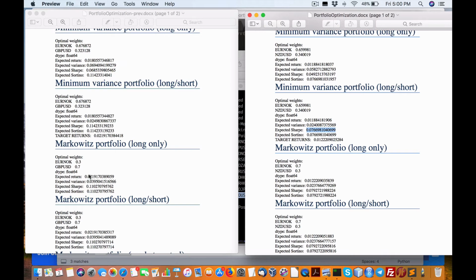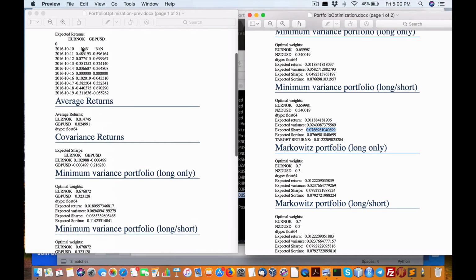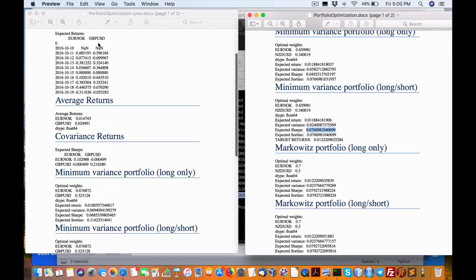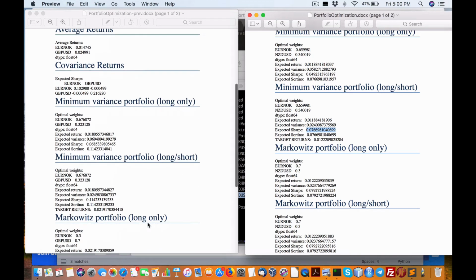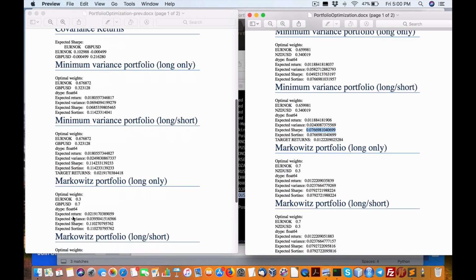So when we look at the Euro Norwegian kroner combined with the British pound USD, Markowitz long only, expected ratio now gets a little better, 2.1%, Sharpe 11%, Sortino 11%.